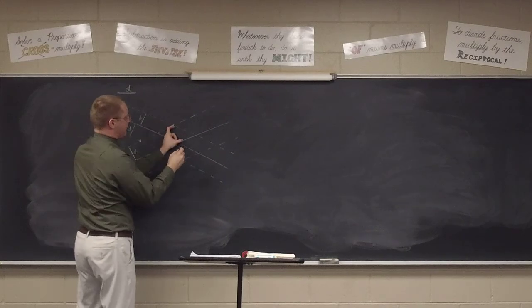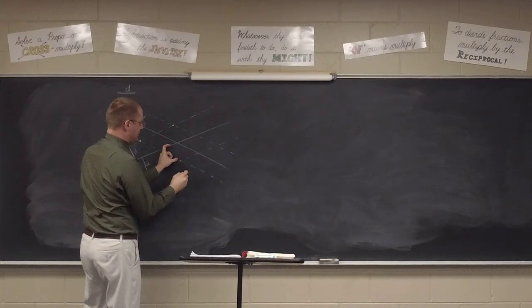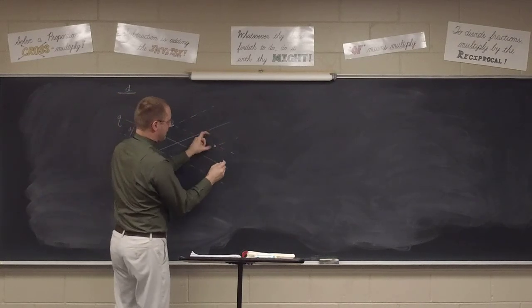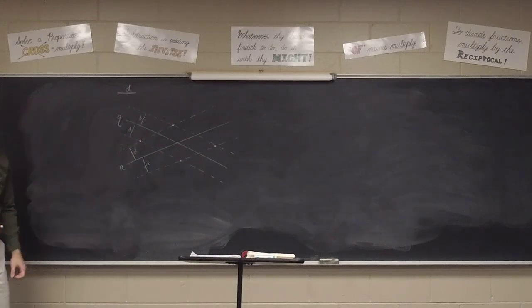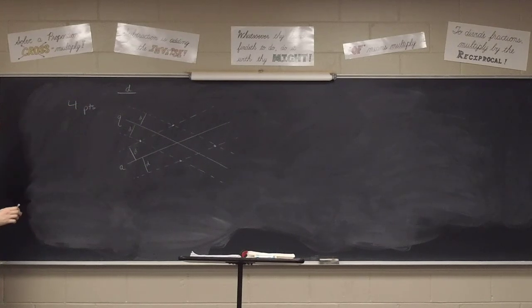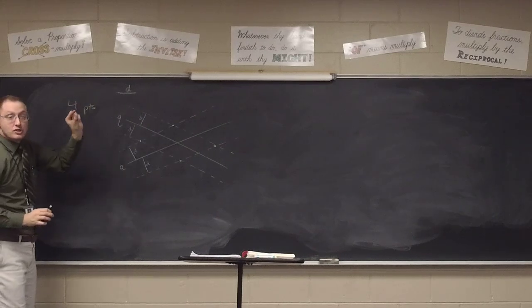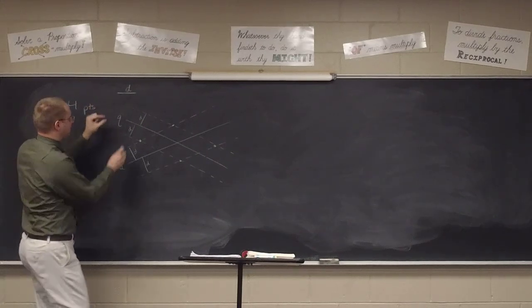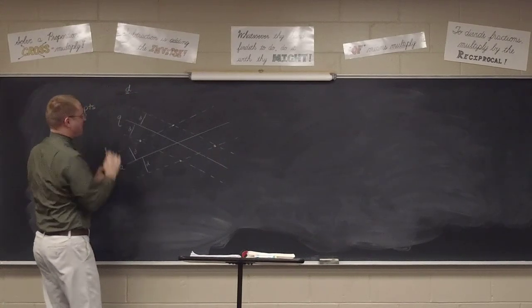This point is the given distance from both. This point is the given distance from both. This point is the given distance from both. And this point is the given distance from both. So we get 4 points. But let's think. What if my given distance had been really, really small? Like that big. Okay.